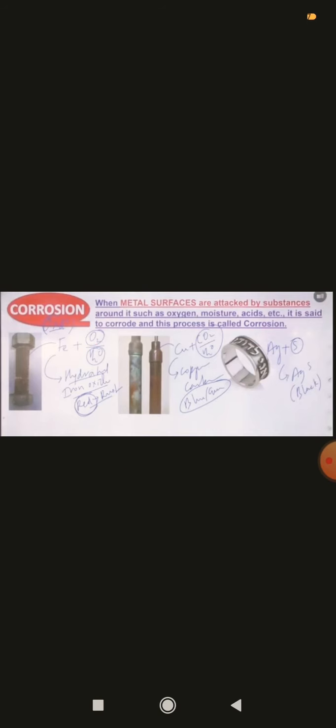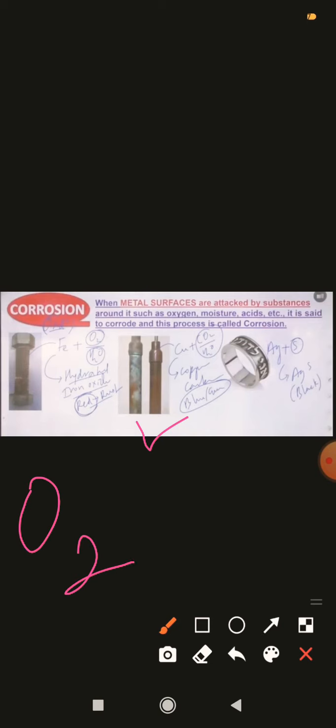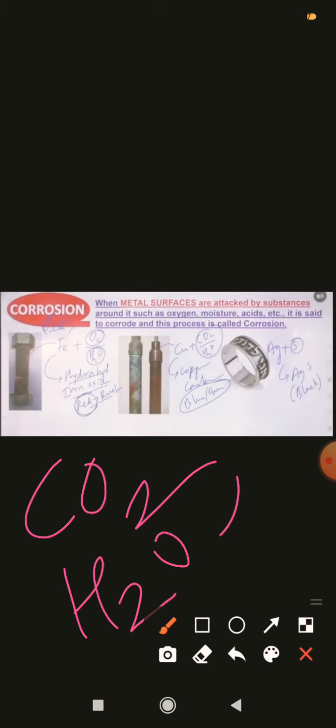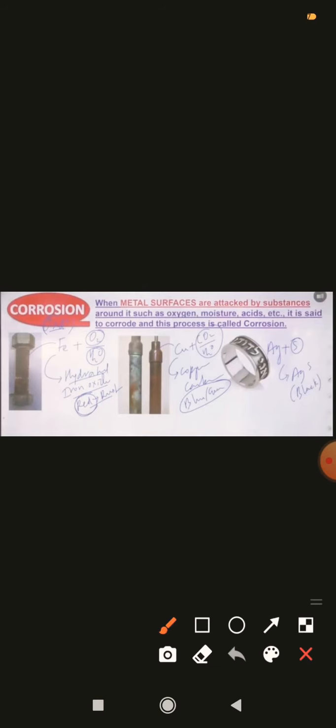Let's move to another metal. The other metal is copper. When copper reacts with O2, CO2 or H2O, it gets damaged, it corrodes. Here a green-brownish coating forms on the copper. So this is known as corrosion of copper.